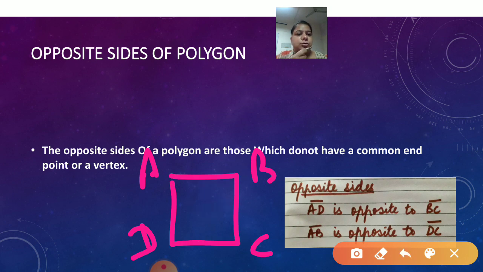Now next, if we talk about AD, so this is side AD. The vertices with AD are point A and D. So what is the side opposite to AD? Just opposite to AD, check which side does not include the vertices A and D. That is the side BC. So AD and BC are the two opposite sides. BC is opposite to AD and AD is opposite to BC.